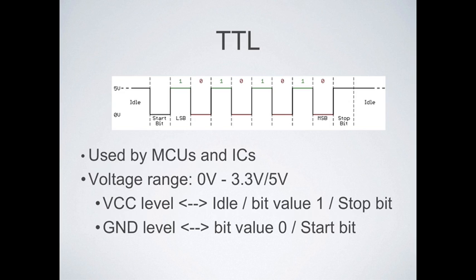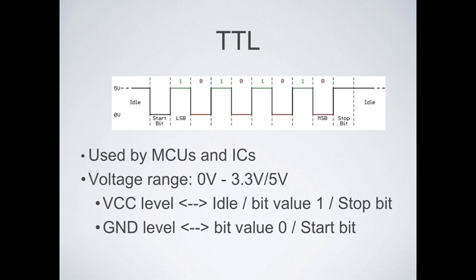And usually VCC, or 5 volts in this case, is indicated as the idle state or the stop bit, or a bit level 1. And then ground is either bit level 0 or the start bit. And the other thing too is that TTL can operate at a voltage range between 3.3 volts and 5 volts.